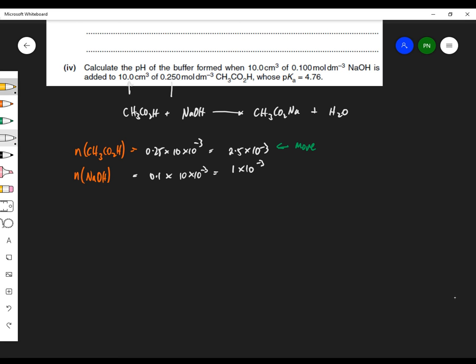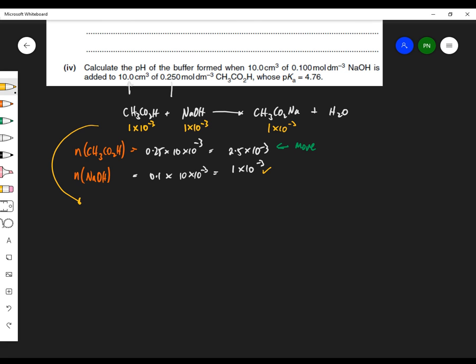Let's write underneath. What color? I'm going to use yellow. So I'm going to write down 1 times 10 to the minus 3 there. That's this number. It's going to give me 1 times 10 to the minus 3 of that, isn't it? And how much acid is going to react? 1 times 10 to the minus 3.